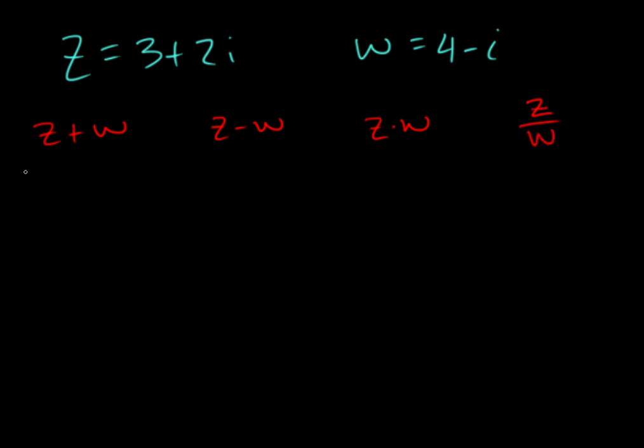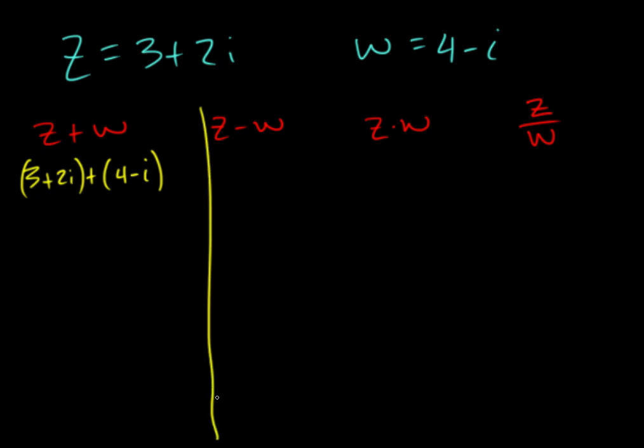Okay, so if we're going to add these together, we do 3 plus 2i plus 4 minus i. All we have to do is combine like terms. 3 and 4 makes 7, 2i minus i makes i, and that's all we have to do.